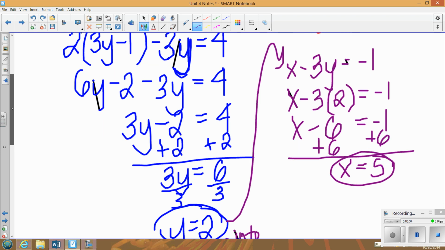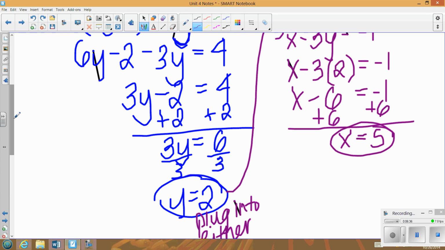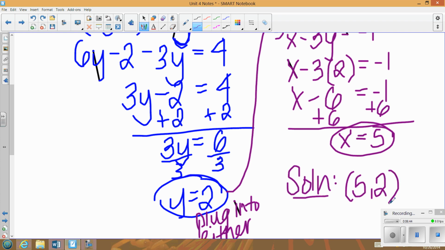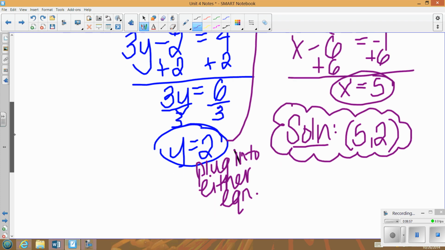So again, your solution is not to say x equals 5 and y equals 2, but it's to write it as an ordered pair. So 5, comma 2. Make sure that you put the x value first. Even though we found the x value second, this is an ordered pair in x, comma y. So it's got to be x first, then y. All right, let's look at a couple more.